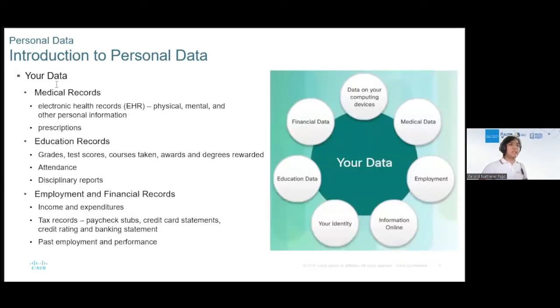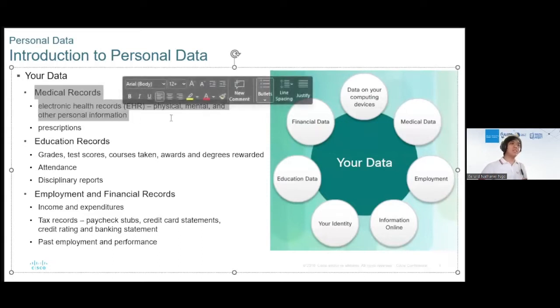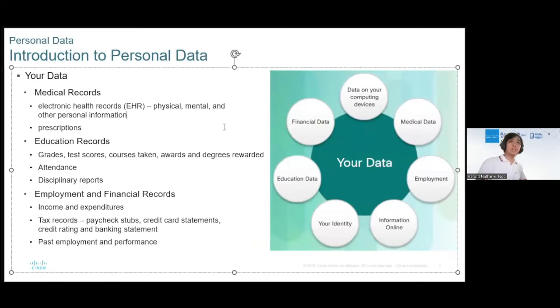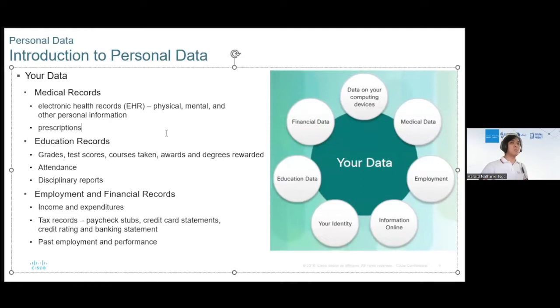So your data includes these, the more harmful ones. Medical records, so electronic health records, physical, mental, other personal information, especially about prescriptions. These are important because if, let's say, another person wants to harm you, the quickest way is just to give you stuff that you should not be ingesting.